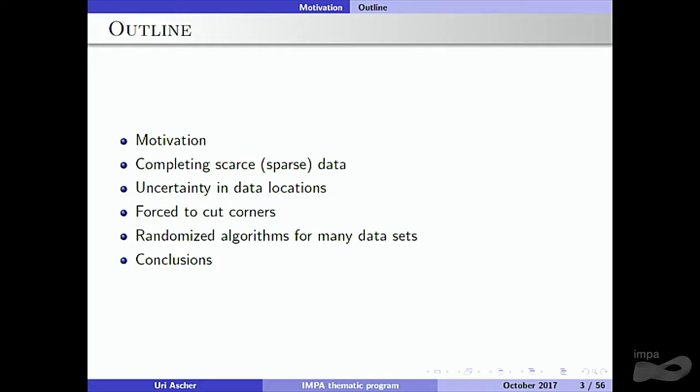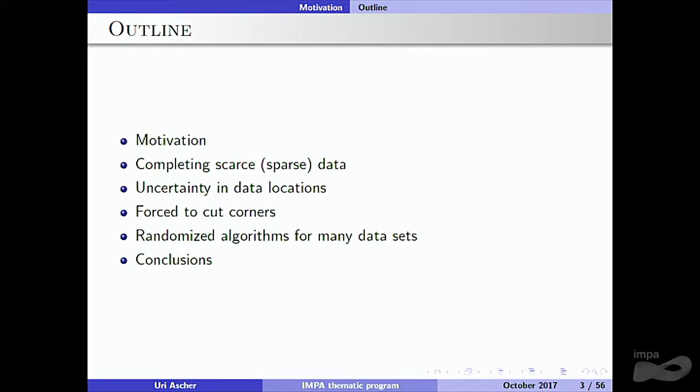You may have uncertainty in location of data. You make measurements, but there is uncertainty in the location of the measurement. Not just the value of the data, but the location. Sometimes, that's actually the most exciting in some sense. Some people say, if I don't manipulate the data, I cannot solve the problem. Forced to cut corners, I wrote.